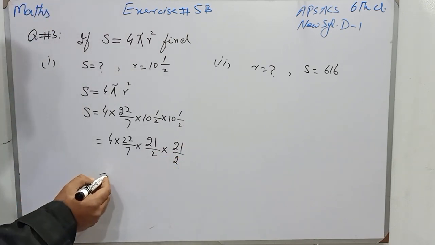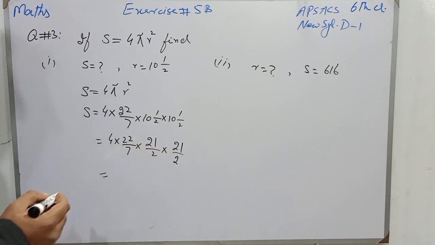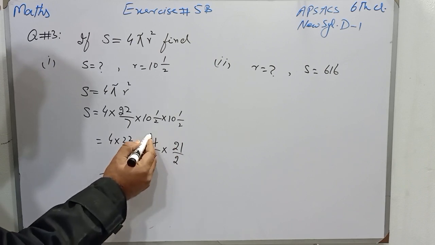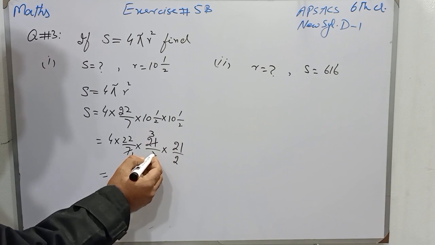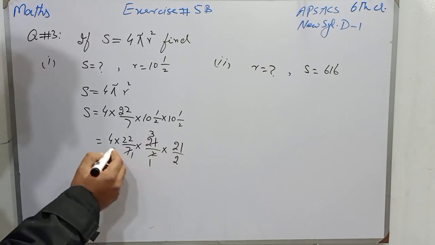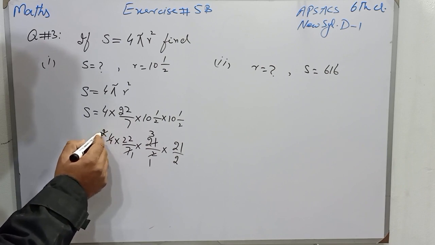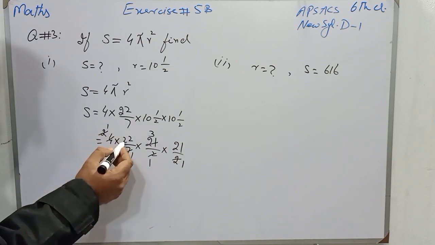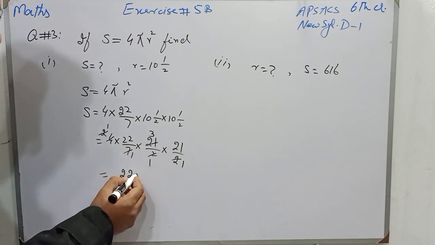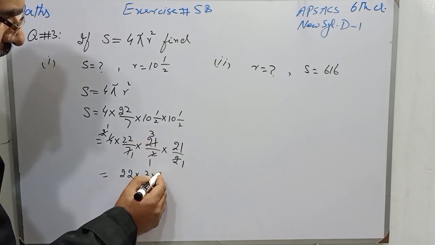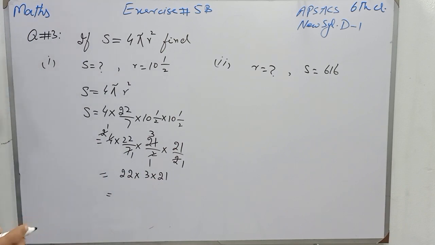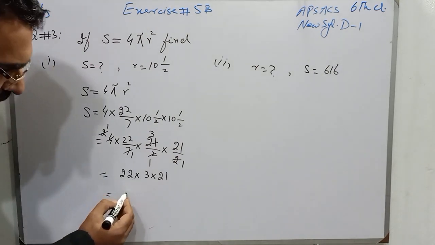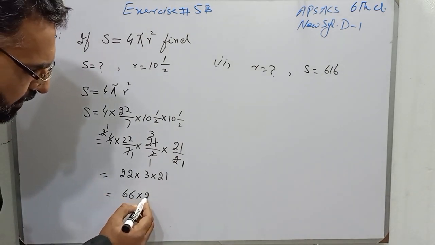Now students, this 7 and 21 are cancelled with the same table of 7. So I will cancel it as 7 ones are 7, 7 threes are 21. This 2 is cancelled with 4, 2 ones are 2 and 2 twos are 4. Again this 2 ones are 2 and 2 ones are 2. So students, all the denominators are cancelled. Here is 1 multiplied by 22, which means 22 multiplied by 3 multiplied by 21. Now multiply 22 with 3, so we will get 3 twos are 6 and 3 twos are 6. It is written as 66 multiplied by 21.